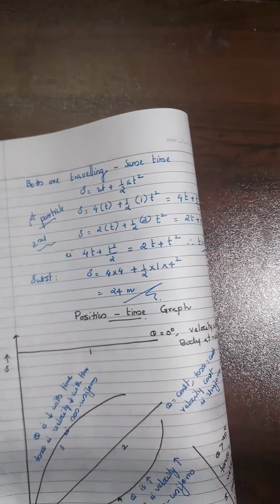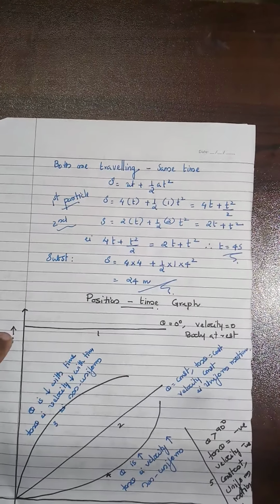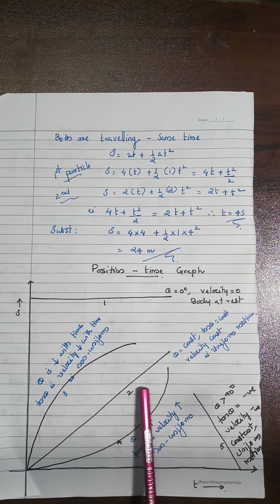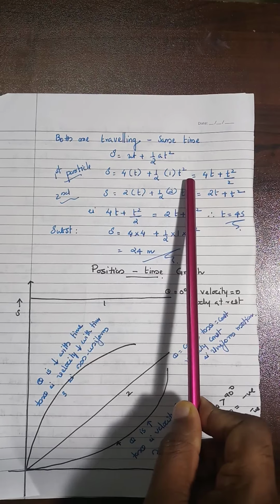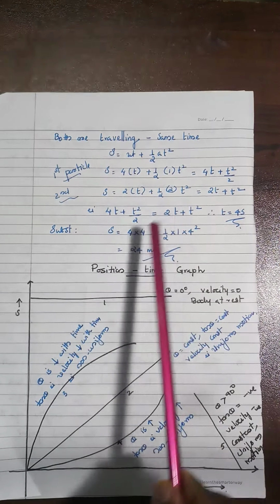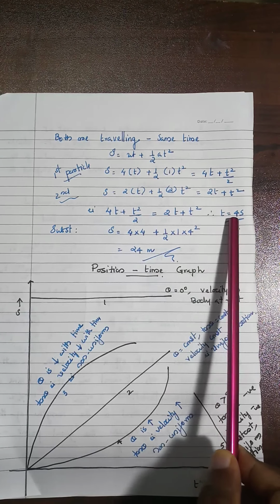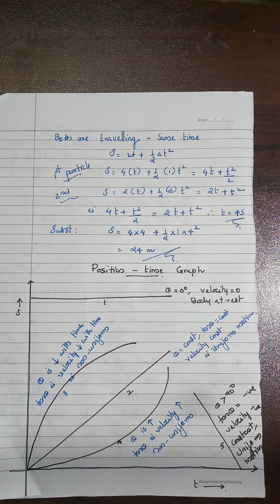We can get it with a very simple concept. Now here the distances traveled by them in time t are the same. Then we can write s for the first particle, and s for the second particle. But both s are the same, and hence you get the time as 4 seconds. Then you can put it in any one of the equations. You get the value as 24 meter. That is the answer.